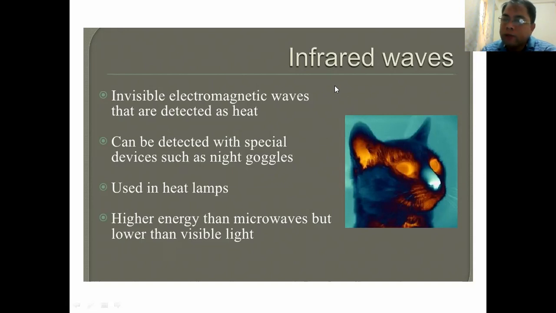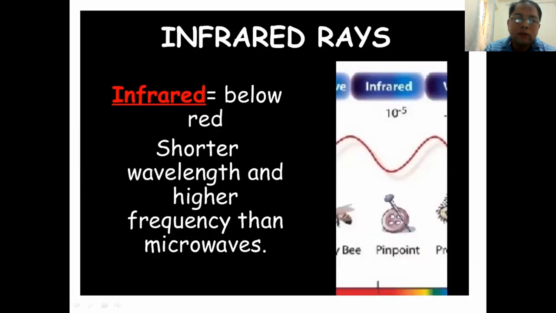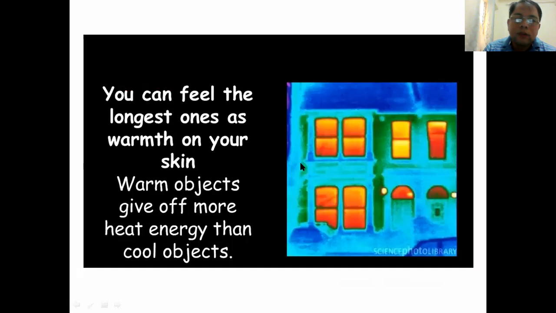Infrared waves again have very long wavelengths. That's why they can penetrate even through the dark. We can usually feel the infrared waves. They come from warm objects.